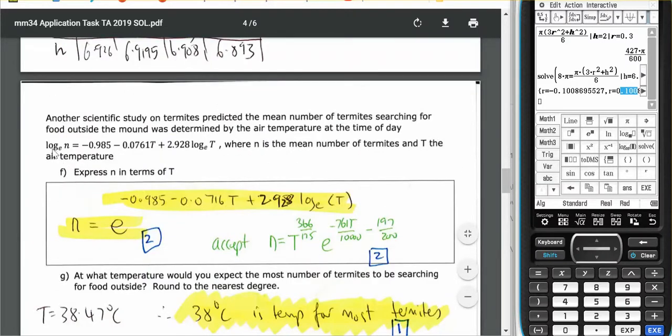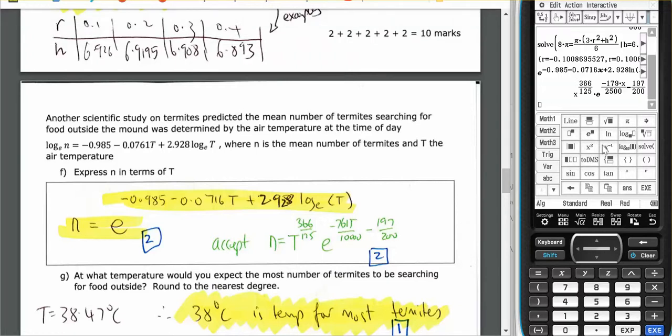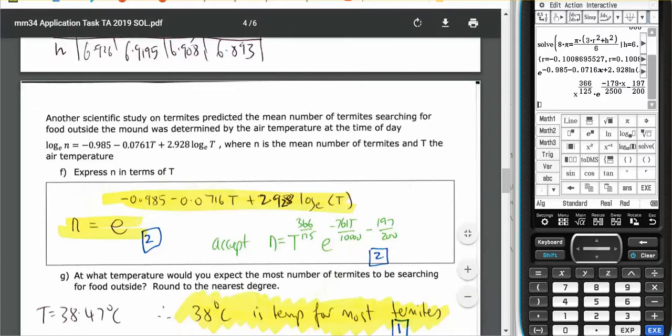In this question here, I've got log base E of n is this, get an expression for n, so just turning it straight into an exponential, n equals e to all of that. So I've typed these in, but I've used x instead of using t, and it simplified it into this form the minute I pressed x here, which is why I also accepted this answer.